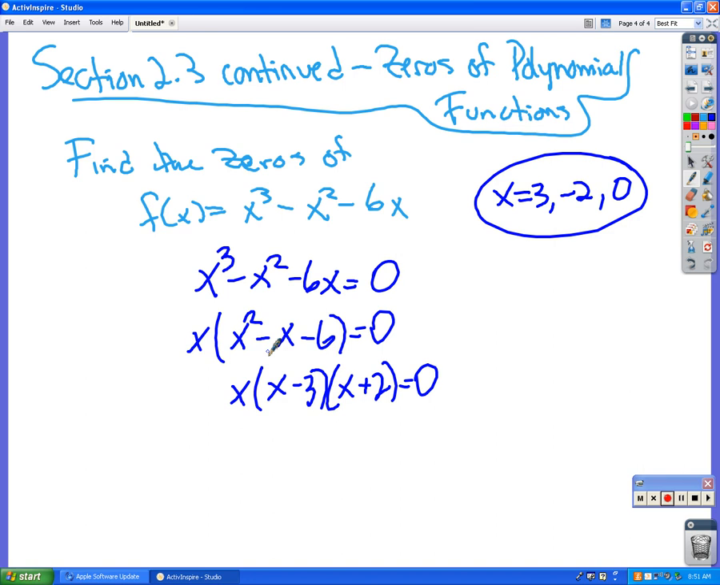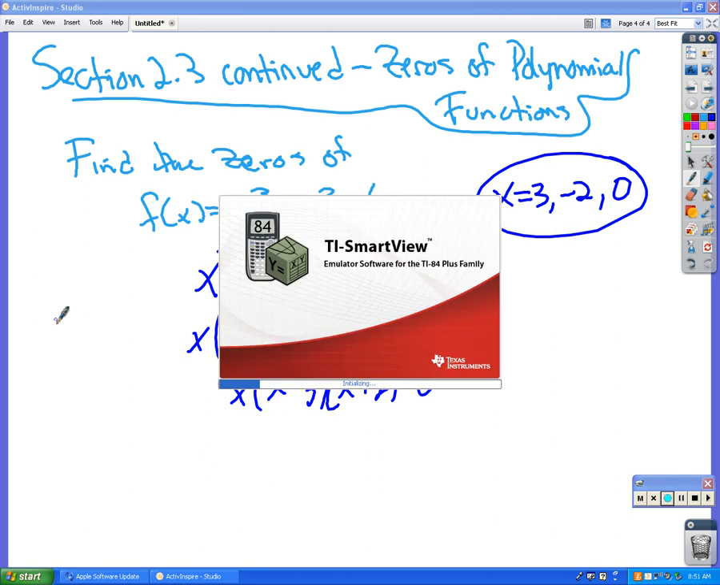Okay? So that was a cubic. How many answers did I have? 3. You could also do this by graphing. And it takes a little bit more time, but it takes less thinking. Okay? Because the calculator basically does the work for you.